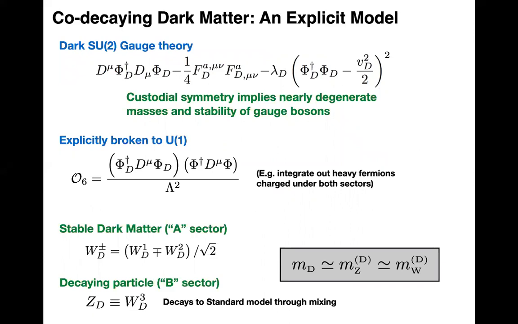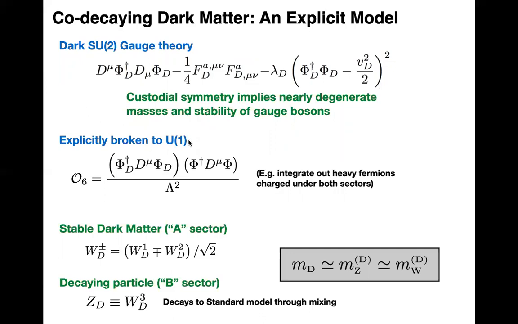Let's just say you have a dark version of SU(2) electroweak theory. So this is just like electroweak, but now it's on the dark side. And so you have some dark Higgs, it gets some VEV. The fact that you have the custodial symmetry, as in the standard model, means the masses of the would-be dark Z and dark W are roughly the same.